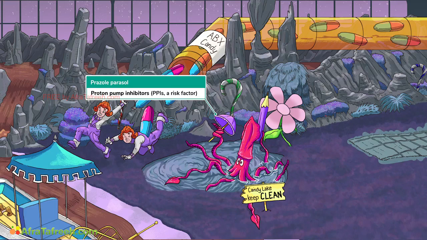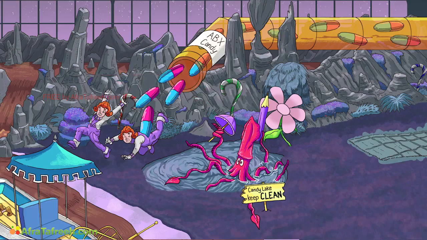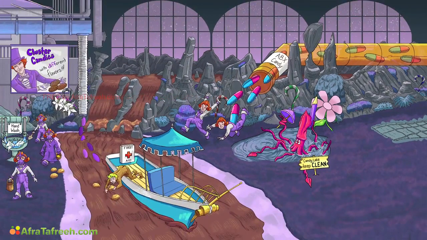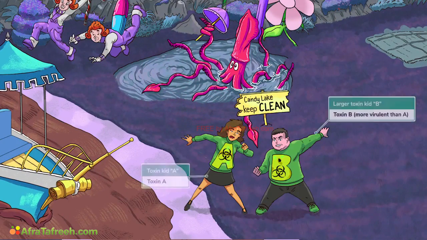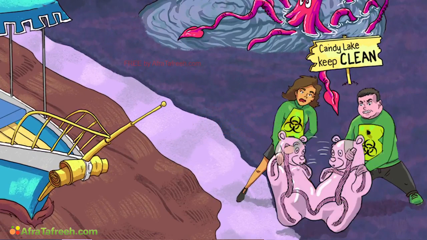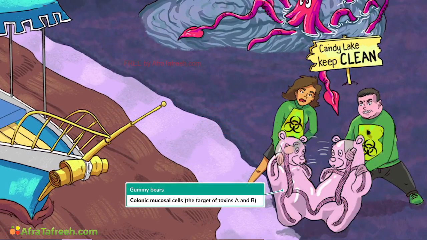Just look out for our recurring prazole parasol. As we've mentioned, only toxin-forming strains of C. diff cause infection. There are two toxins to know about, A and B, or in this case, Althea and Bartholomew. And before we dive into the nitty gritty of these toxins, let me emphasize that all of this is happening in the colon. Specifically, toxins A and B act on colonic mucosal cells, represented here by these cell-like gummy bears.